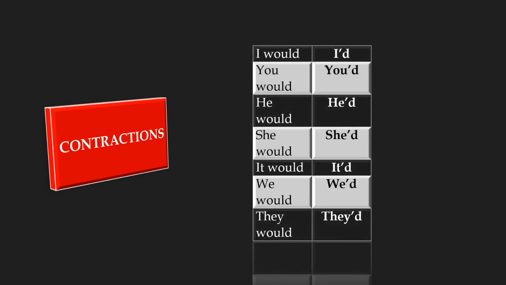Now, contractions with the second conditional verb tense are pretty easy. I would, I'd. You would, you'd. He would, he'd. She would, she'd. It would, it'd. We would, we'd. They would, they'd.